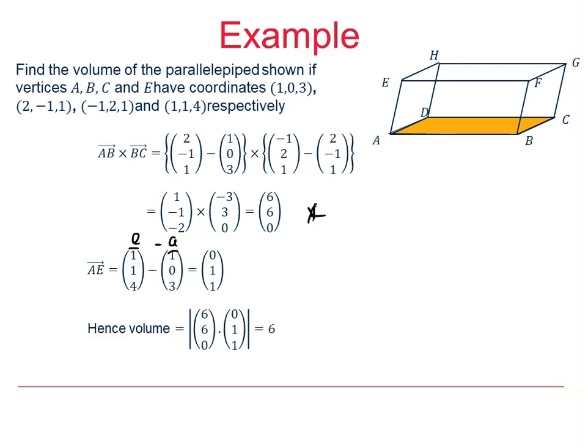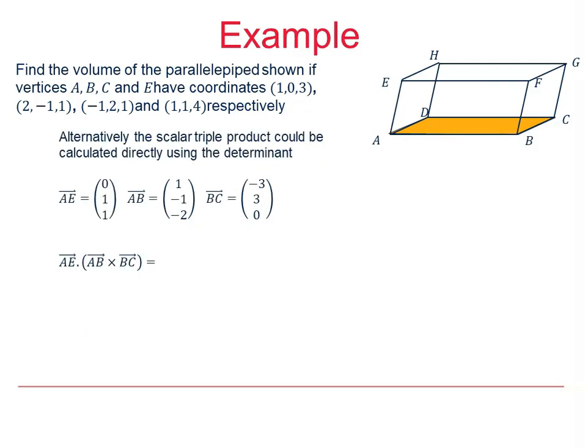Now, had a question simply asked us to work out the volume, then we could do that by using the vectors AB, BC and AE and calculating the scalar triple product directly. So let's look at that. AE is 0, 1, 1, AB is 1, negative 1, negative 2, and BC is negative 3, 3, 0.